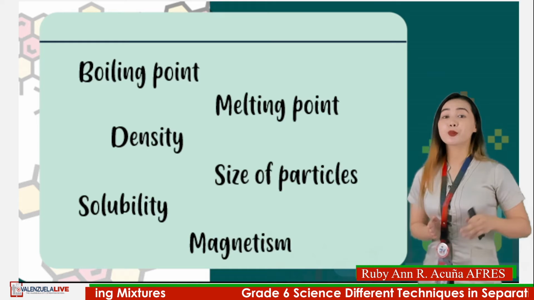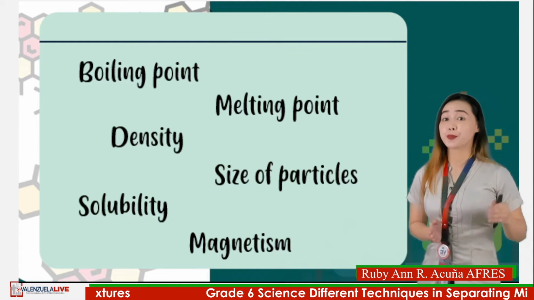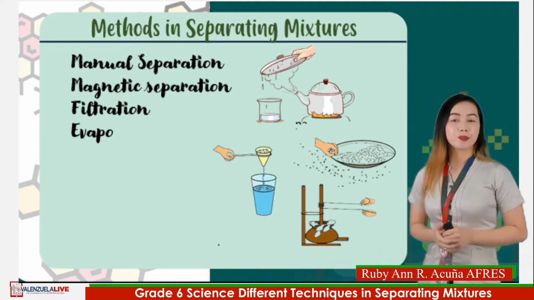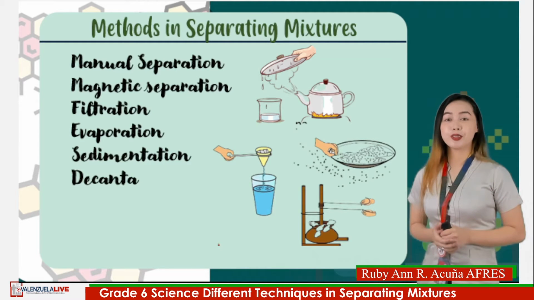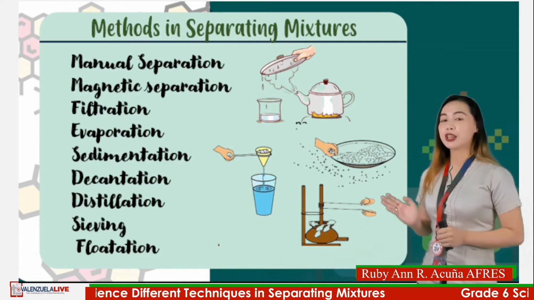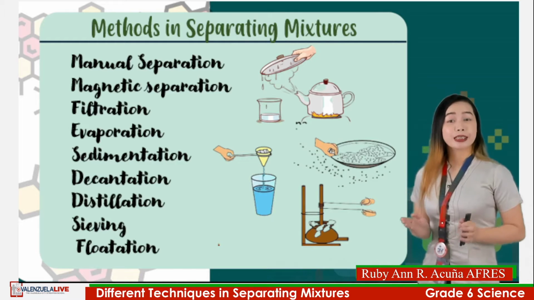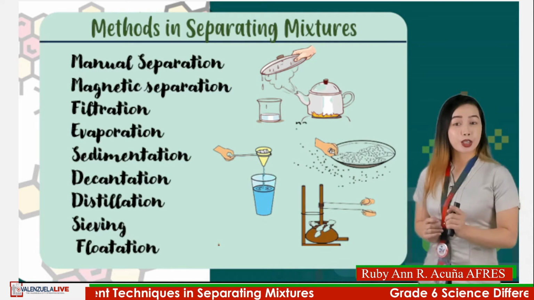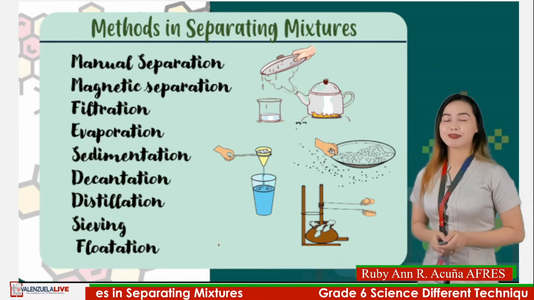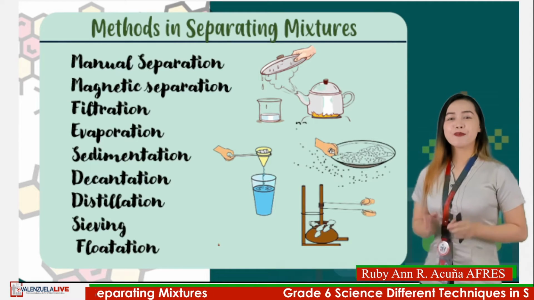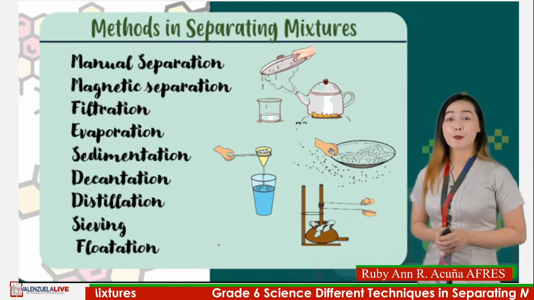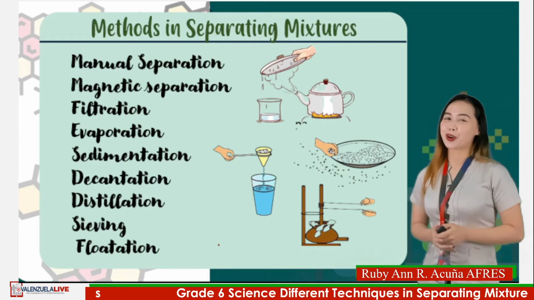And there are several ways of separating the components of a mixture, such as manual separation and magnetic separation. We also have filtration, evaporation, sedimentation, decantation, and distillation. We also have sieving and flotation. In the video that I will show to you, we will use some of the methods to separate the mixture. So, let's watch this.